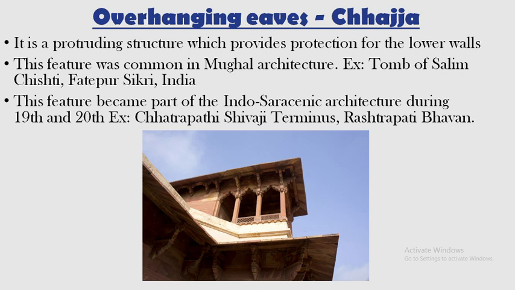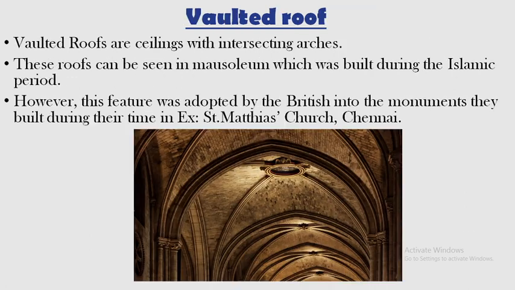The next is the overhanging eaves, or the chajja, which is shown in the image. It's a protruding structure which provides protection for the lower walls. This feature was common in Mughal architecture. Example, the tomb of Salim Chishti in Fatehpur Sikri, India. This is the one. This feature became part of the Indo-Saracenic architecture during the 19th and 20th century. Example, Chhatrapati Shivaji Terminus and the Rashtrapati Bhavan.